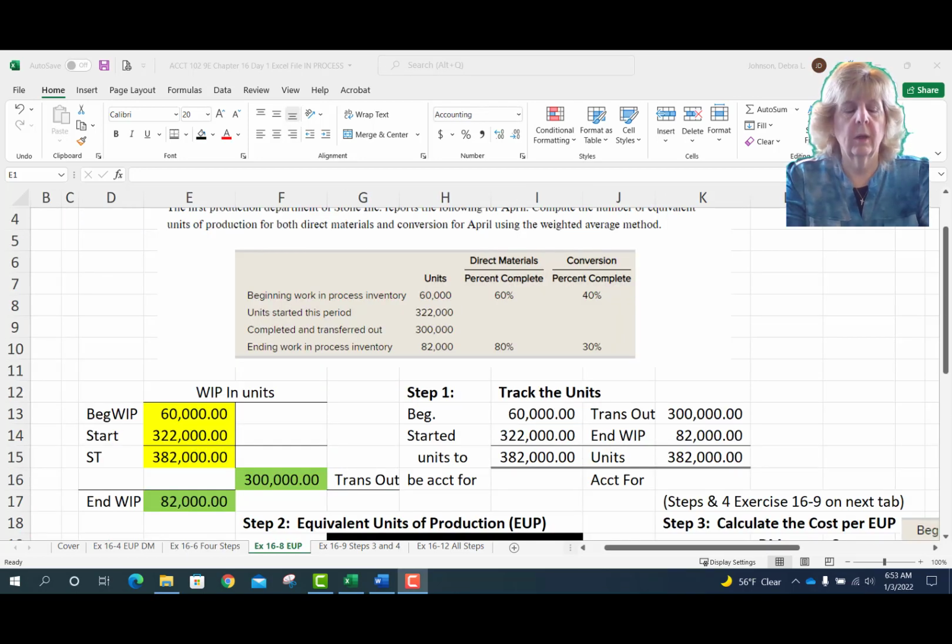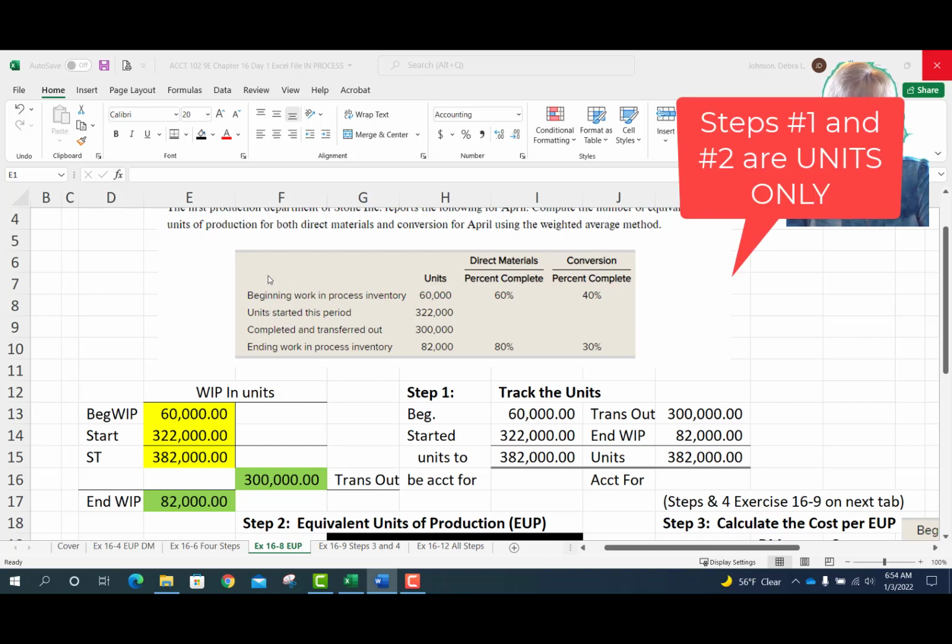This problem will have us calculating the first 2 steps on this worksheet, and we'll calculate the second 2 steps on the next worksheet. First thing I want to remind you about, since we're using weighted average, cross off any percentages related to beginning WIP. You'll see that I have completed the first step for us. Steps 1 and 2 are related to units only.